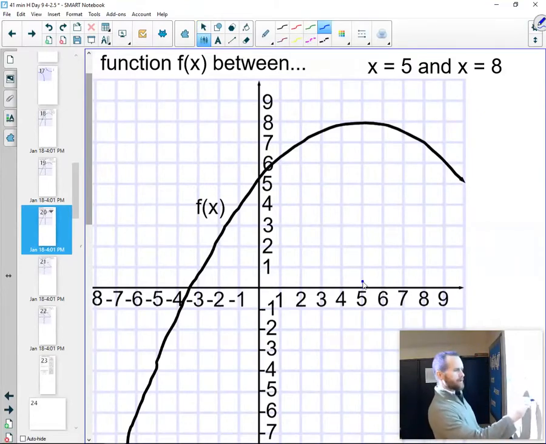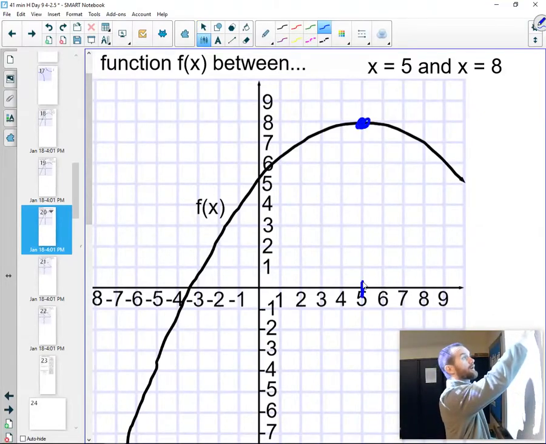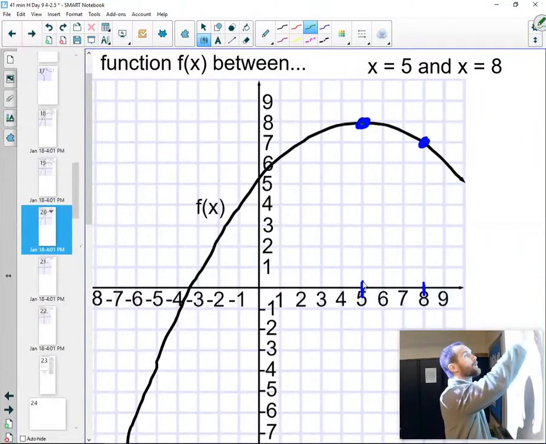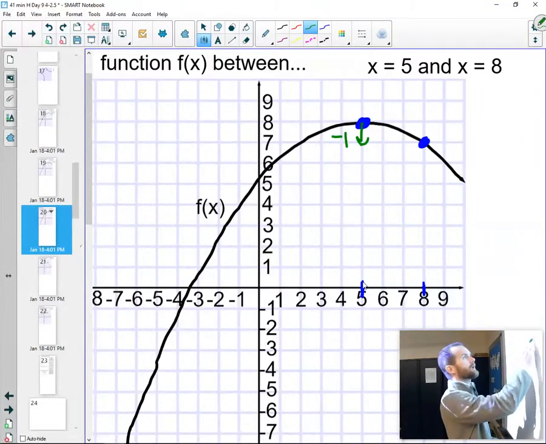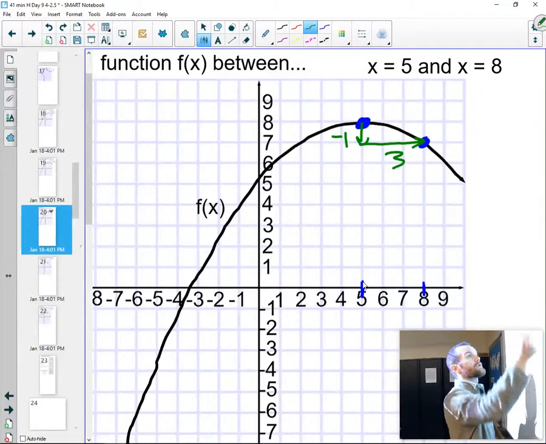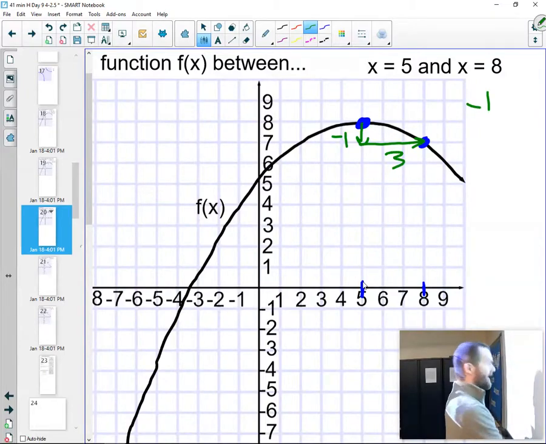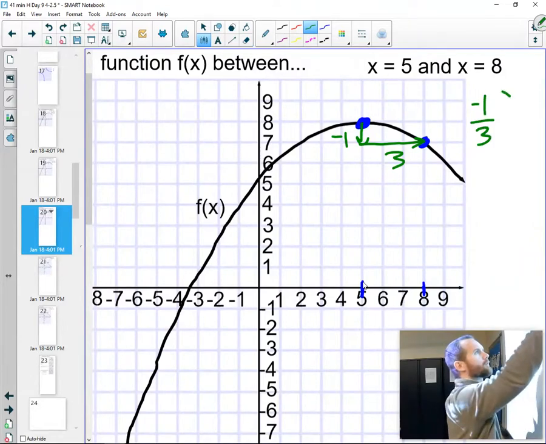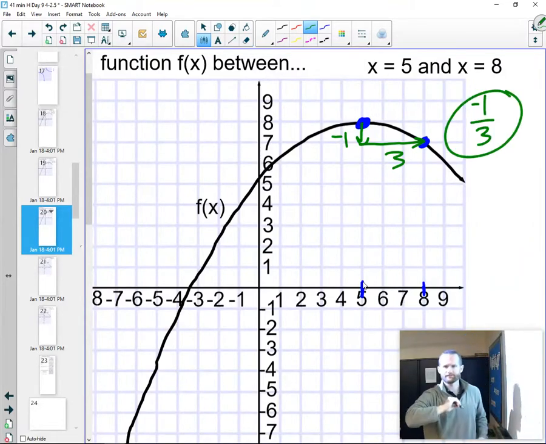X equals 5 is our starting point. That hits the function right here, right at the vertex. And x equals 8 is our ending point. It's right there. Now we do rise over run. We go down 1 this time, so it's negative 1 and 1, 2, 3 to the right. So it's just negative 1 over 3. No need to simplify because that's already as simple as it can be. Let's write that a little bit better though. Negative 1/3, there's our average rate of change.